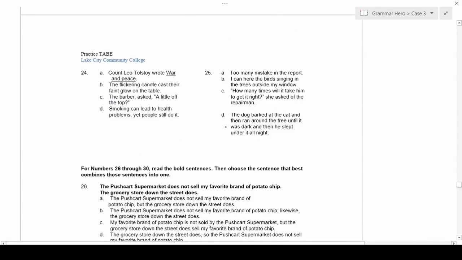Okay, 2 more of these. Count Leo Tolstoy wrote War and Peace. W is capitalized, P is not, so we know this one's wrong. P should also be capitalized.